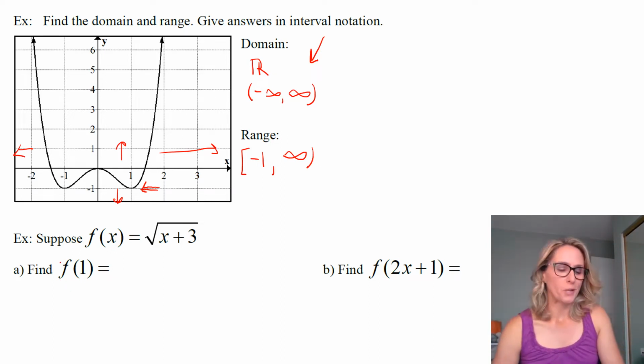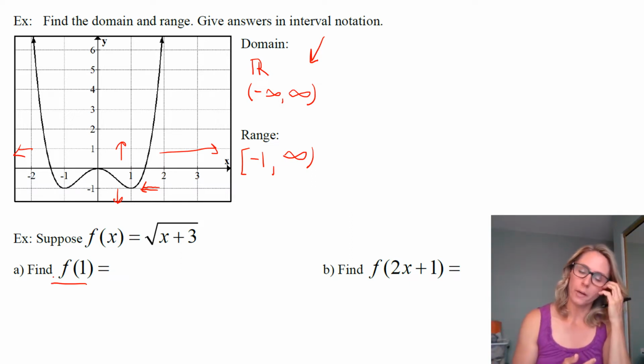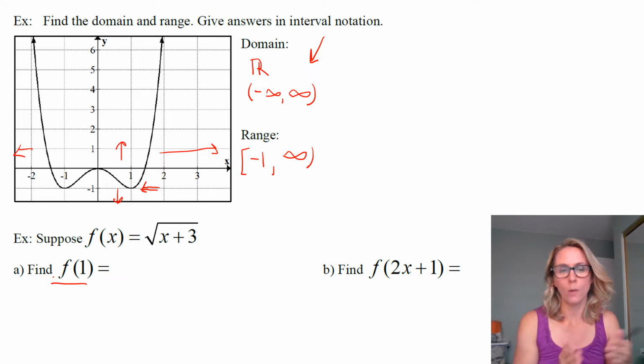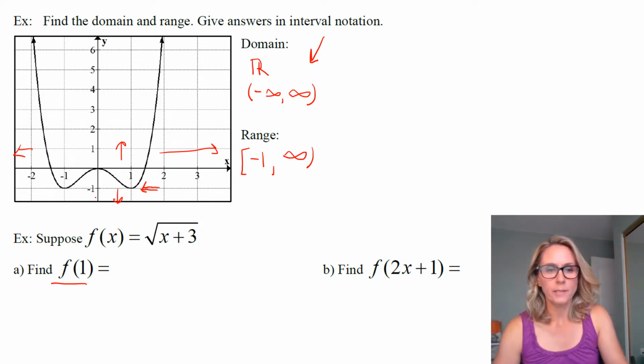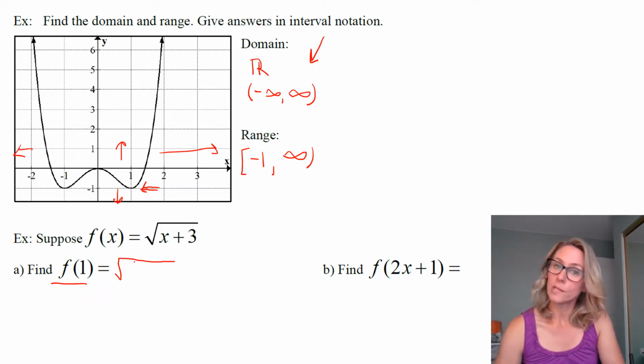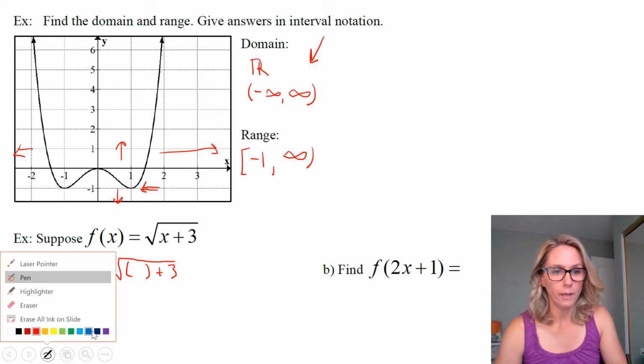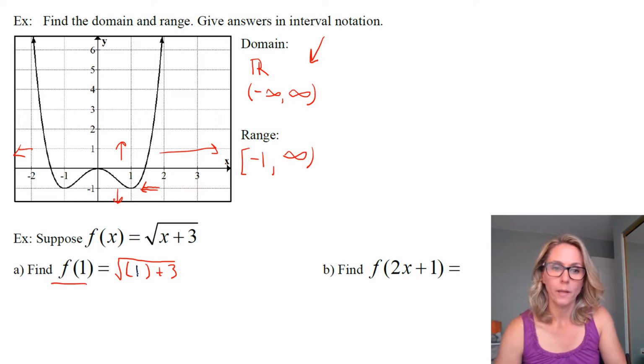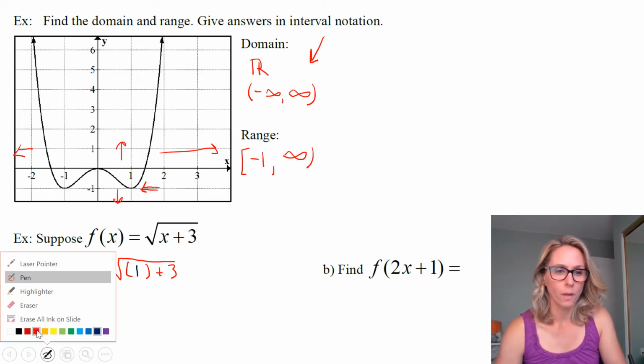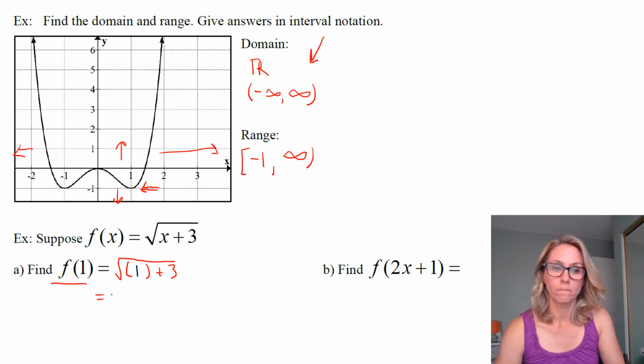Other things we can do with functions, when using function notation, what's really nice with this notation here is this is saying f of 1. That's how we read that, f of 1. And it's simply saying take 1 and plug it in where you see x. So obviously we get very fast with these. The idea here is that I'm putting in 1 where I see x, and then I'm just evaluating. So the square root of 1 plus 3 is the square root of 4, which is 2.